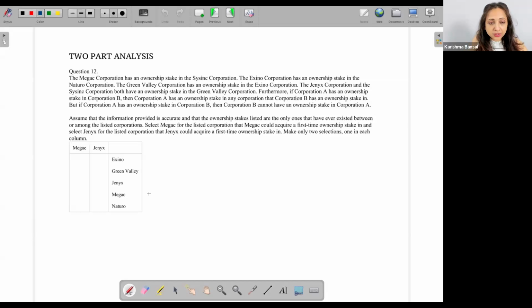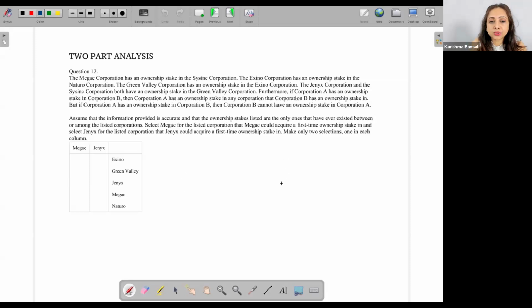Okay, so the Megac Corporation has an ownership stake in the Sysync. So, when there are relations, right? This is a non-math kind of a two-part analysis, right? So when there is a relation, we are going to draw out the relation. So then we'll have a better idea of what is related to what, right?